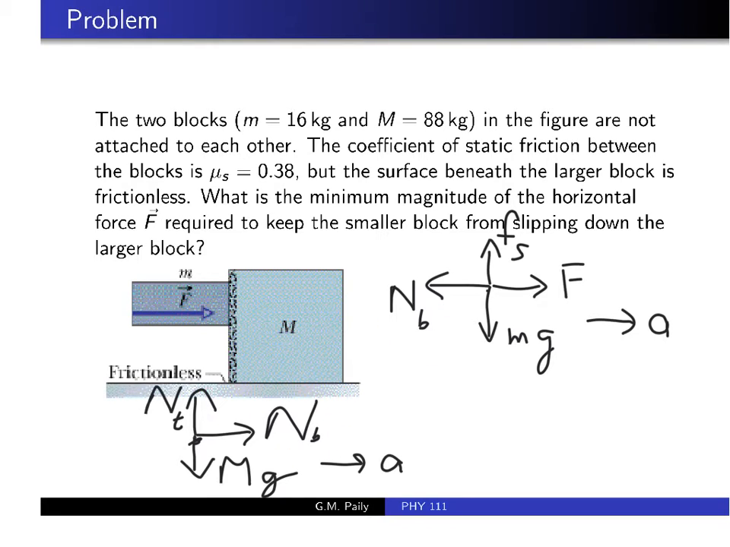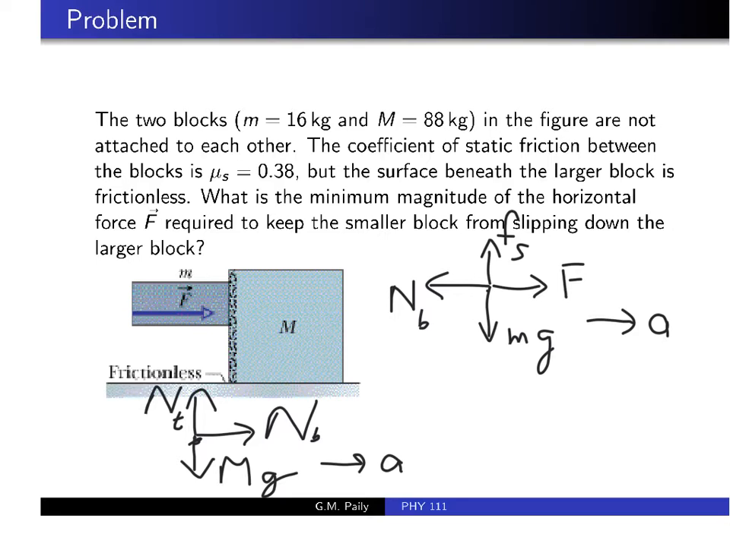Now to solve the actual problem. To prevent the smaller block from slipping with respect to the larger block, we need mg to be balanced out by the static frictional force. Since we want the minimum magnitude of the horizontal force required to keep the block from slipping, this must be right at the limit, Fs max. So we have Fs max is equal to little m times g. Taking g to be 10 meters per second squared, and since little m is 16 kilograms, this is 160 newtons, so Fs max must be 160 newtons.